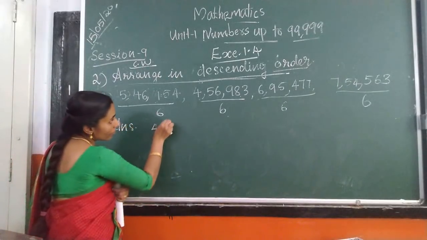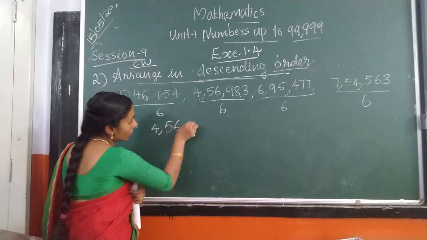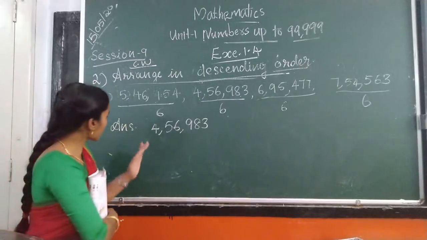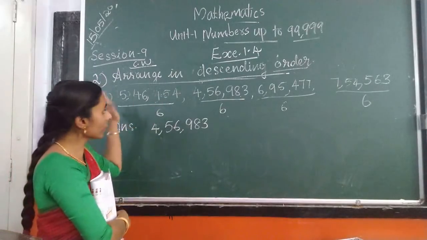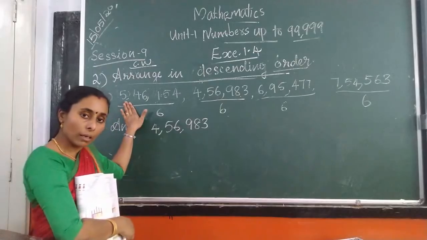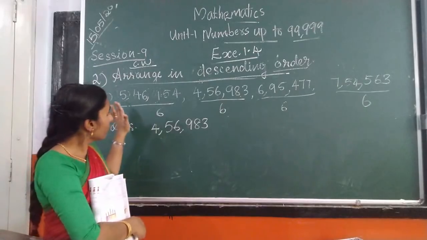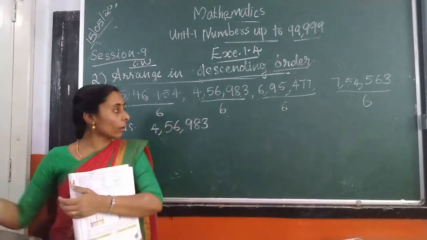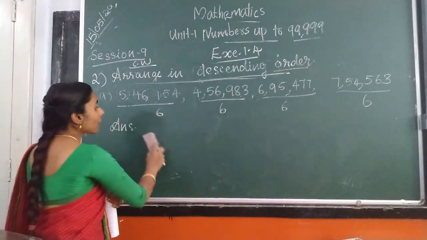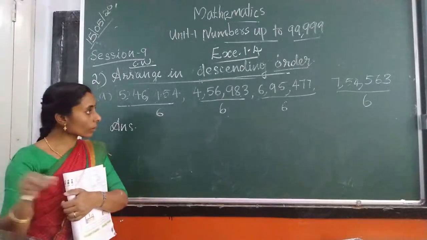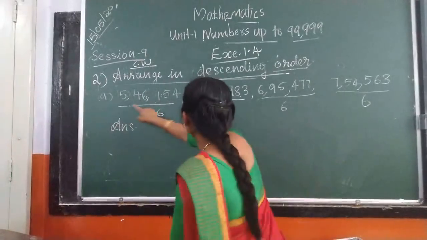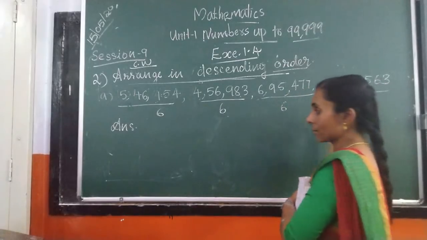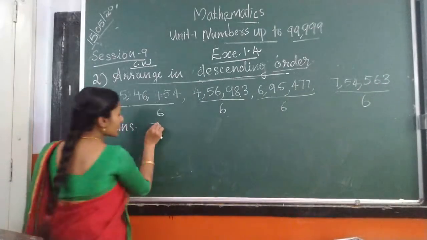Sorry, we are going to write in descending order. So, which number has the highest value? 4, 5, 6, 7. 7 lakhs. So, we need to write 7 lakhs.